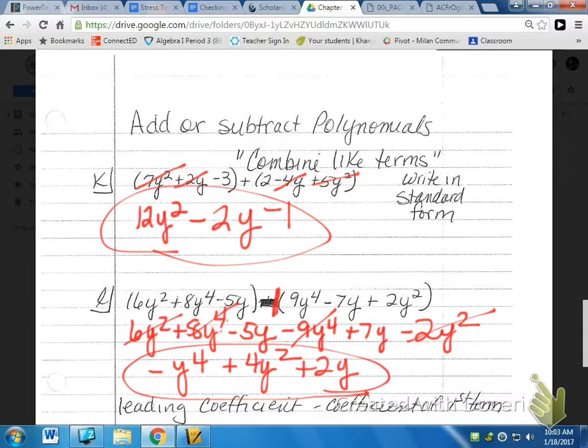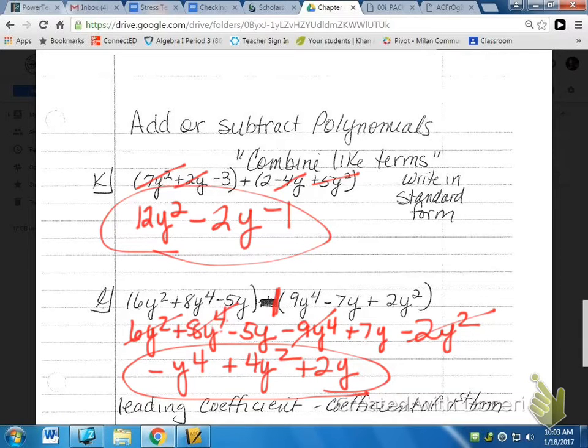So if it is subtraction, don't really think of it as subtraction. Go through, change those signs, and then combine them like we always have been doing. And you won't have any trouble with that. Make sure you start with the highest exponent and go down. Questions? You combine the ones that have the exact same variables.